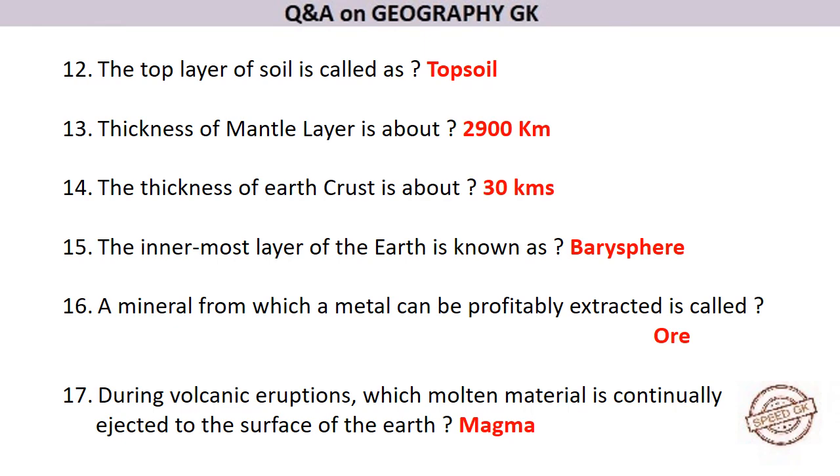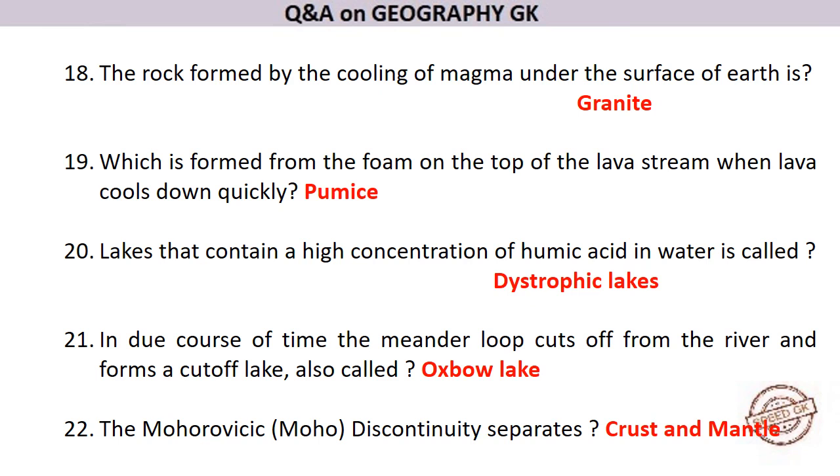Magma. The rock formed by the cooling of magma under the surface of earth is granite. Which rock is formed from the foam on the top of the lava stream when lava cools down quickly? Pumice. Lakes that contain a high concentration of humic acid in water are called dystrophic lakes. In due course of time, the meander loop cuts off from the river and forms the cutoff lake, also called Oxbow Lake. The Mohorovicic, Moho, discontinuity separates crust and mantle.